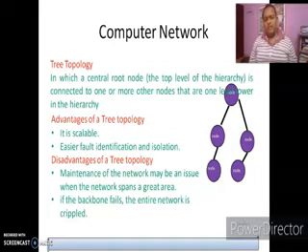Now, tree topology is one in which a central root node is connected to other nodes that are one level lower in the hierarchy. Okay, if it is 1, then it is 2, 3, 4, 5. Advantages: it is scalable, and easier identification and isolation of faults is possible. Now disadvantages: maintenance of the network may be an issue when the network spans a great area. If the backbone fails, the entire network is crippled.